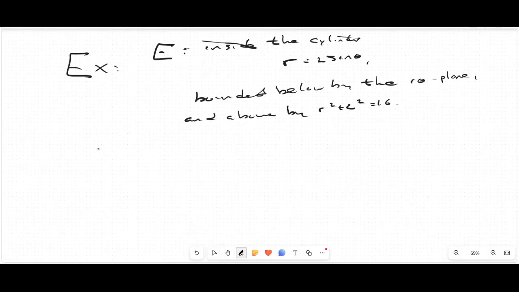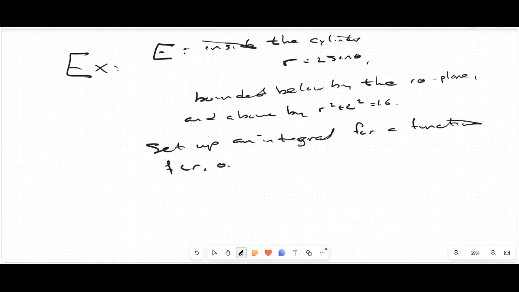So they give us, and they just say set up. They don't want us to evaluate it. Set up an integral for a general function f of r, theta, z over E.